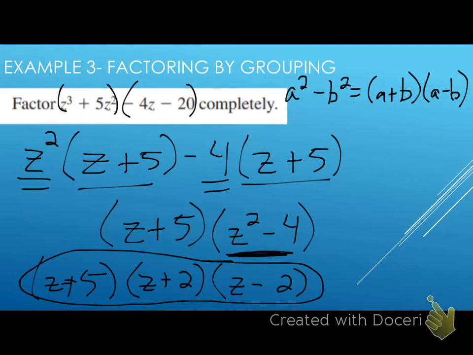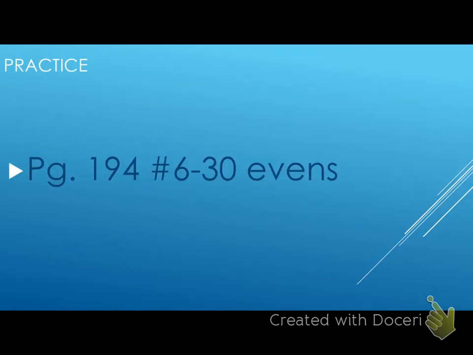Now make sure whenever you're factoring by grouping that you get something to match up like we did here. My last Algebra 2 class tried to factor out a positive 4. So they got plus 4 times negative z minus 5. So you've got to be careful what you're factoring out. Does that make sense? Okay, any questions on that? Can I move on to our assignment?